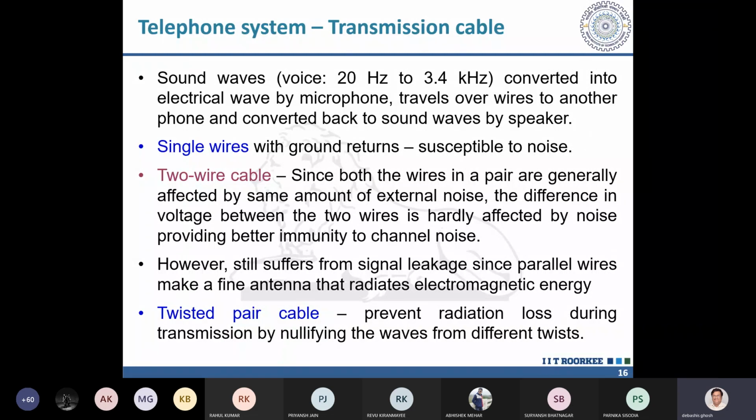So you are basically changing the orientation of the antenna, you can say that. The antenna orientation is reversed in the opposite polarity, and because of that the radiated energy which is transmitted gets nullified by one another. This is how the twisted pair cable more or less nullifies the radiation loss. So that was the next development in the telephone cable.